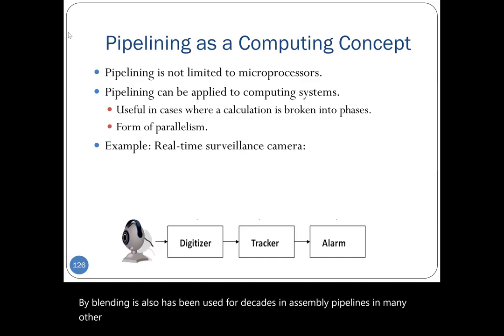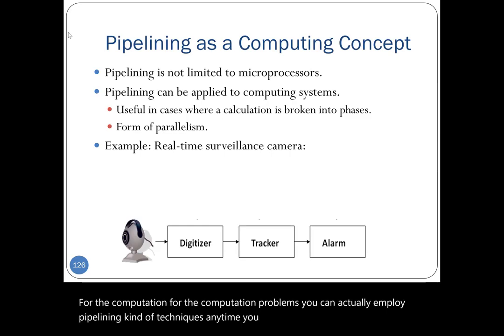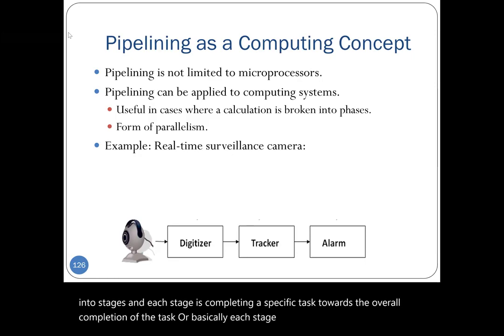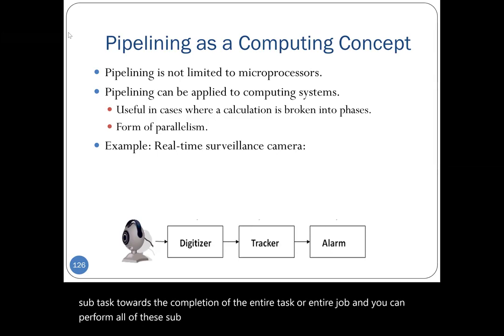applications and engineering domains. For computation problems, you can employ pipelining techniques anytime you have a problem that can be divided into stages, and each stage is completing a specific task towards the overall completion of the task, or basically each stage is completing a specific subtask towards the completion of the entire job, and you can perform all of these subtasks in parallel. You can employ pipelining.